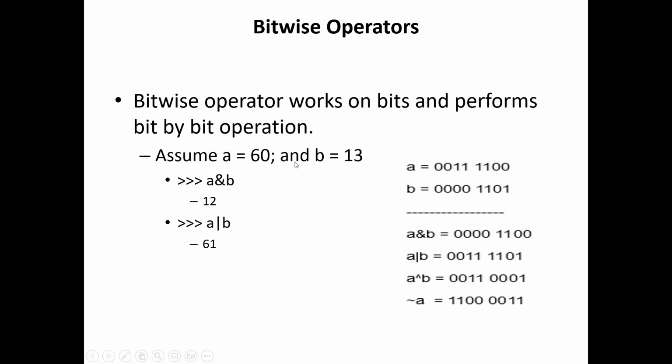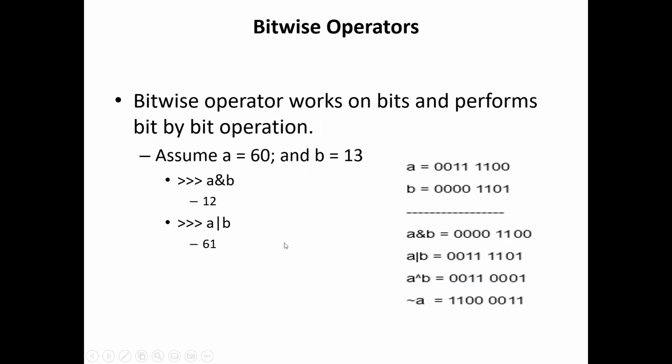That is, the binary form of 60 is 00111100. And again 13 is converted into its binary form, that is 00001101. And if I say A and B, that means the and operator. The and operator performs like this: if both the values of A and B are 1, the resultant is 1, else it is 0. That's why 0 and 1 is 0, 0 and 0 is 0, 1 and 1 is 1, 1 and 0 is 0.